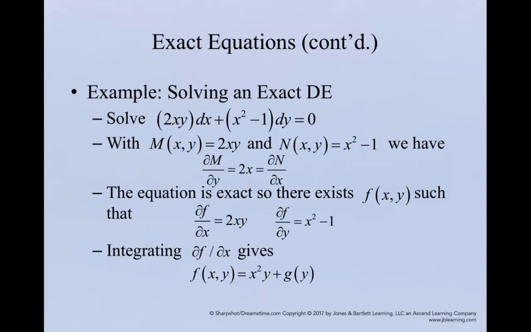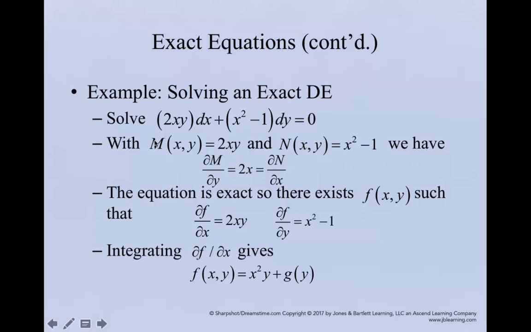So let's look at an example, because the easiest way to understand in this case is to look at an example. Here's an expression of a differential equation. We have 2xy times dx plus (x squared minus 1) times dy is equal to 0. And once again, we're still in first order differential equations here.